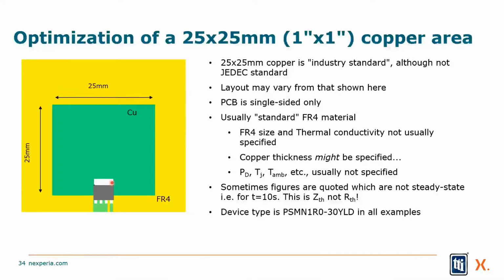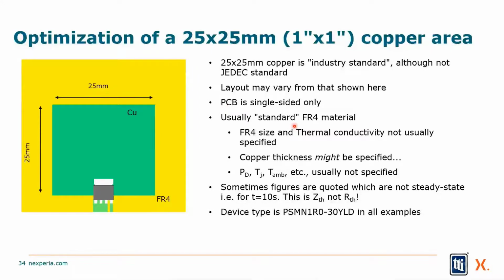But remember, for a Nexperia part, I can also get heat out of the source pins as well. So I want to put some copper under the source pins to actually take that top side heat down through the board as well. Let's assume for our base model then that the PCB is single-sided.